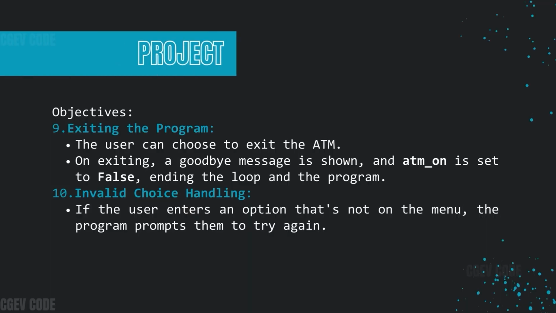Okay, let's check back the objectives. So we did 7, 8, and we have 2 more left. We have exiting the program. The user can choose to exit the ATM. On exiting, a goodbye message is shown and the ATM one is set to false, ending the loop and the program. Then we have invalid choice handling. If the user enters an option that's not on the menu, the program prompts them to try again. Okay, this should be easy.